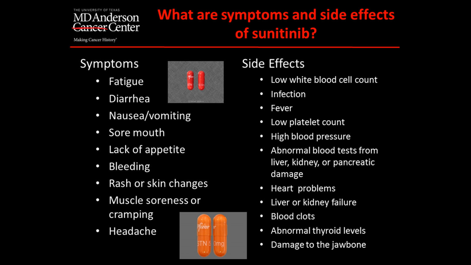One of the other treatments that quite a few of the patients in the study had was sunitinib. So we looked at what were the side effects that patients were reporting if they were on sunitinib, and these included fatigue, diarrhea, nausea, vomiting, sore mouth, lack of appetite, bleeding, rash or other skin changes, muscle soreness or cramping, or headache. So these were similar to the side effects of imatinib. There are a few more, and these seem to be a little more severe with the sunitinib.